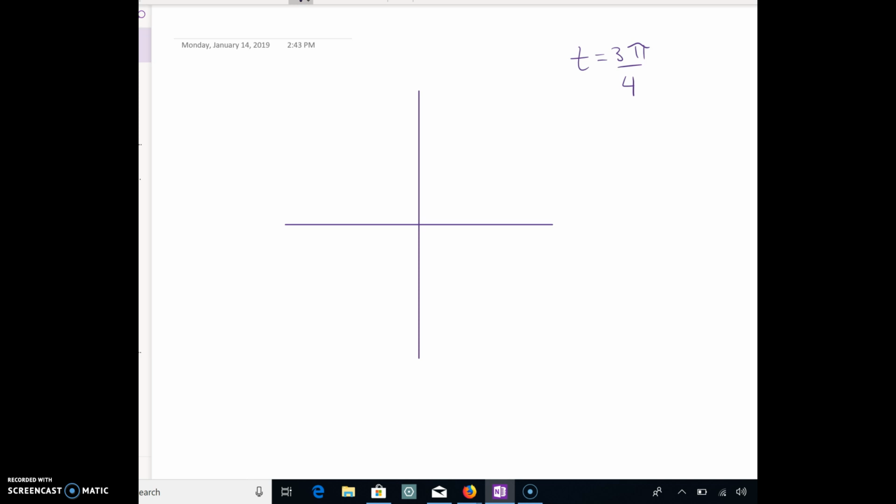Because it's in terms of radians, I'm going to list my radians: 0, pi over 2, pi, 3 pi over 2, and 2 pi. Now 3/4 of a pi is smaller than 1, so it's either going to be in quadrant 1 or 2. 3/4 is in between 1/2 and 1, so that means that 3 pi over 4 is over here in quadrant 2. So we're going to sketch an angle that looks a little bit like this.